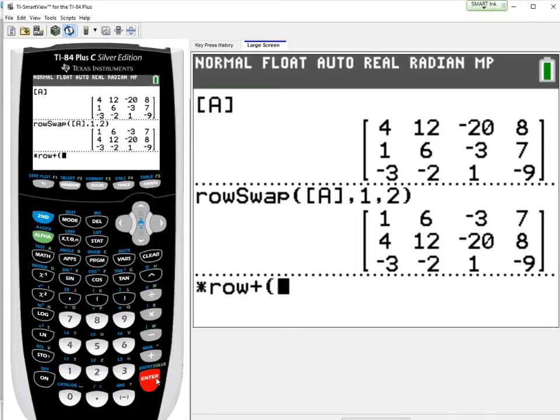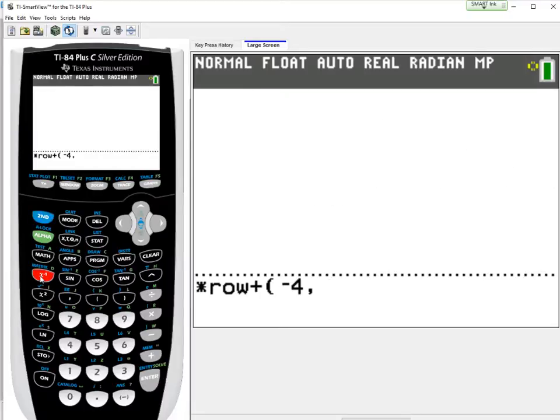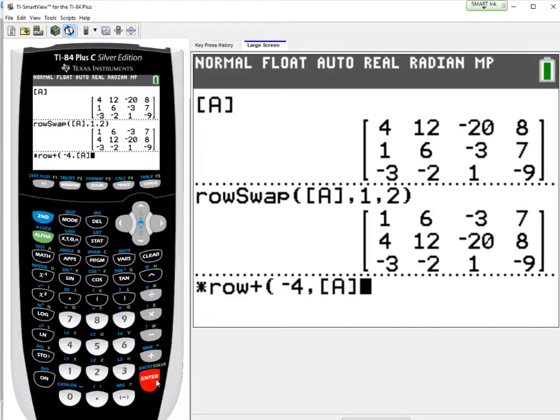Hold on. Okay, wait, what? Continue. So what value are we multiplying by? Oh, -4. So we're going to type in a -4, comma, oops, that's not what I wanted, comma, which matrix? You might want to make a note of this. In this case, I want matrix A, and then I'm going to talk about which row to which row. So, comma, which row did we multiply by? Row 1. And then we added it to row 2. And then we close parentheses.